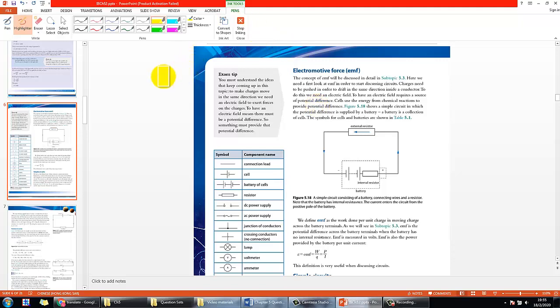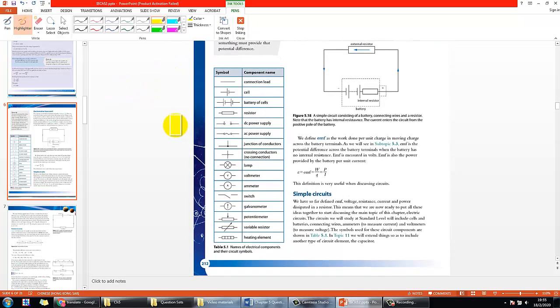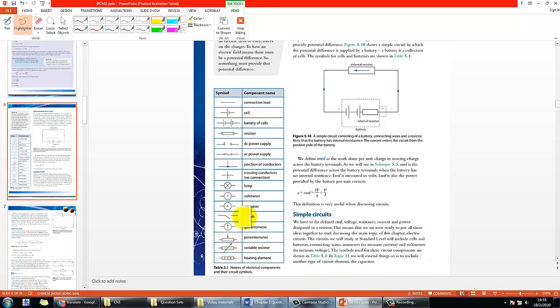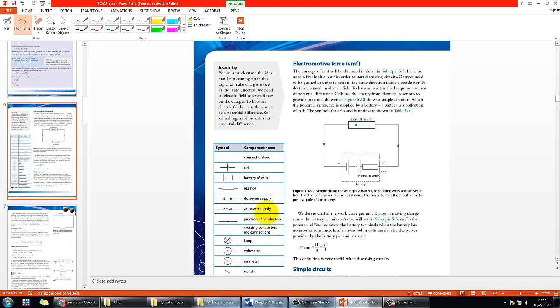Okay, let's continue with page 212. These few pages are quite simple and were covered in Year 10, so I will try to point out some key ideas, and I would expect you to read it by yourself.